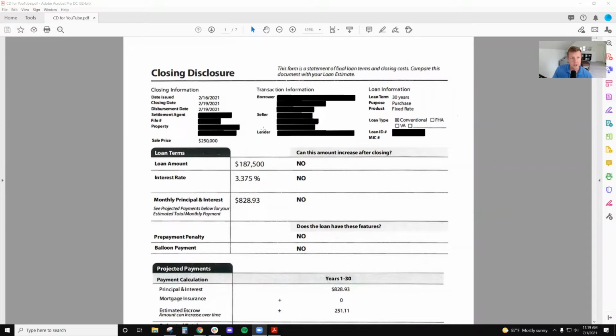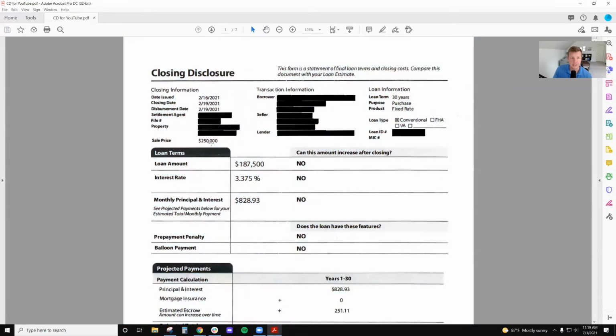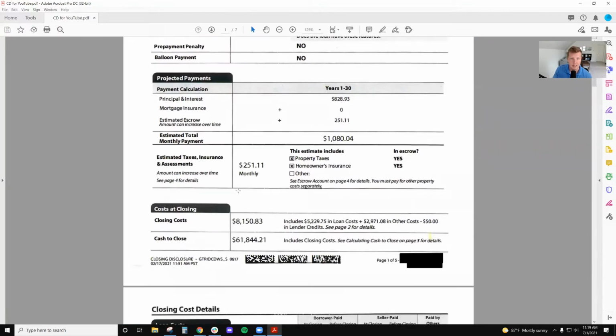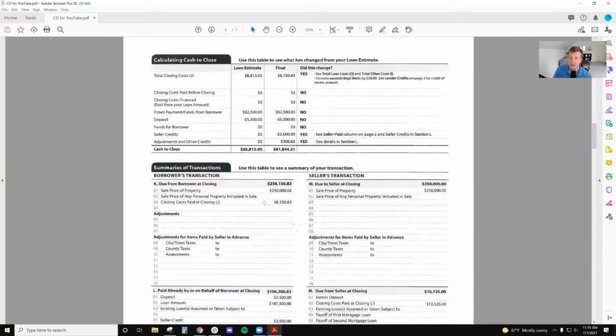All right, so this is a closing disclosure. The property was purchased on February 19th, 2021, so this is a relatively recent one. We've got the sales price right here, so that's important to see. Now, ironically, I actually like to skip this first page and the second page. I like to go straight to the third page because this is where you get the summary, and then I go back up the couple of pages to get some more detail.